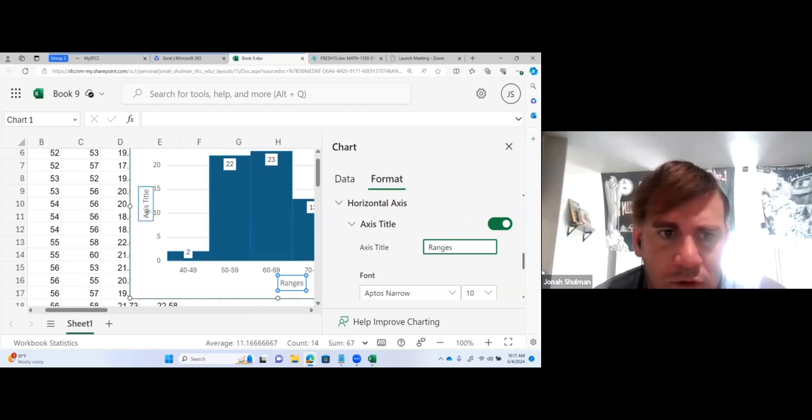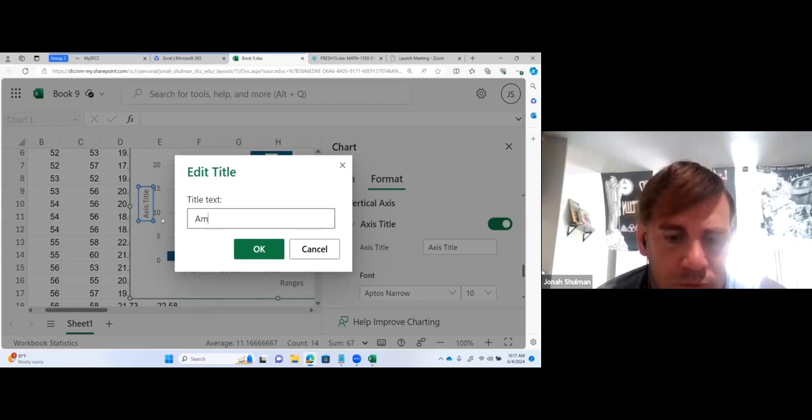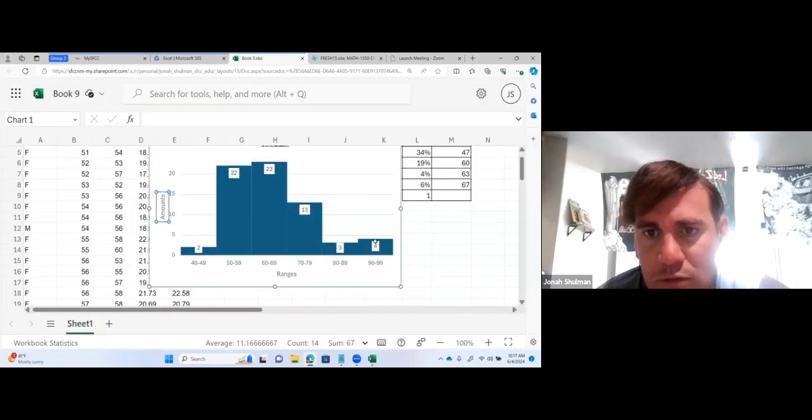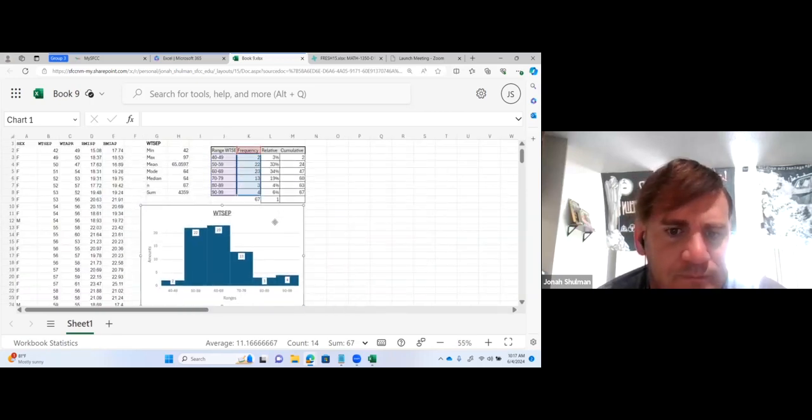And I'm going to call this one amounts. That's all it is. And that's how you make a little histogram with it. I'll show you with the other one too, but here it is, nice and pretty next to the chart.